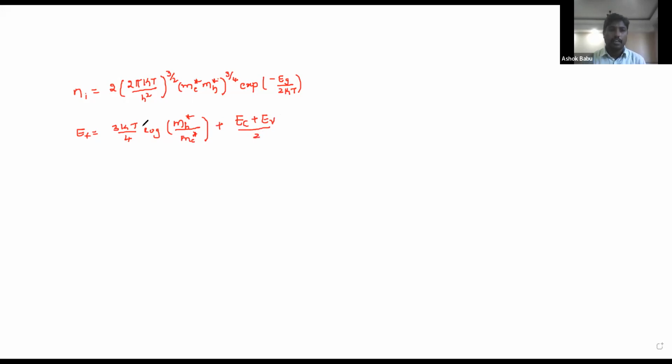So at T equals 0 Kelvin, the equation will be (EC plus EV) by 2 only. Means at low temperatures, the Fermi energy level lies exactly in between the bottom of the conduction band and the top of the valence band.